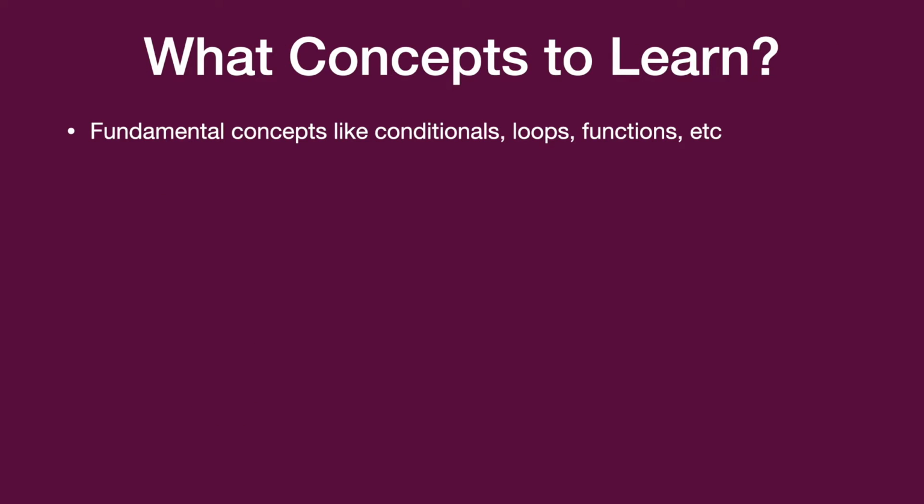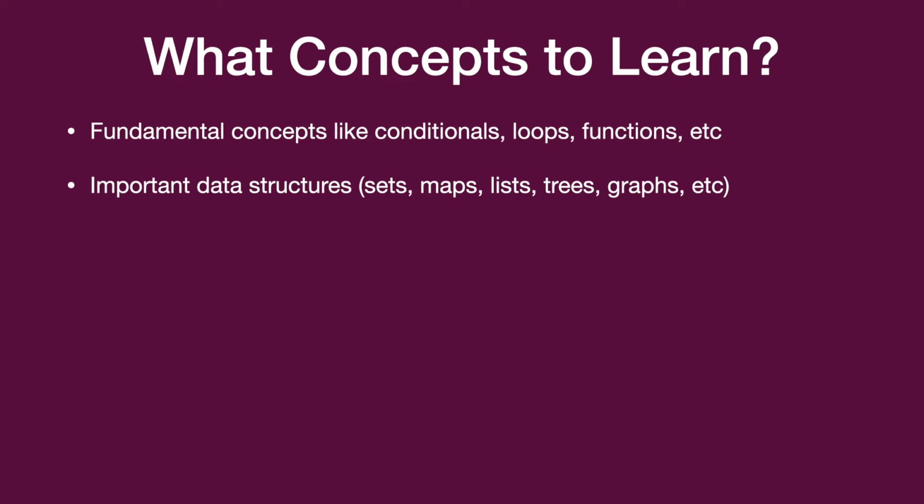So what are the different things you want to learn in a programming language? For starters, you want to know the fundamental concepts like conditionals, loops, and functions. You also want to learn about the different data structures like set, map, list, tree, and graph.